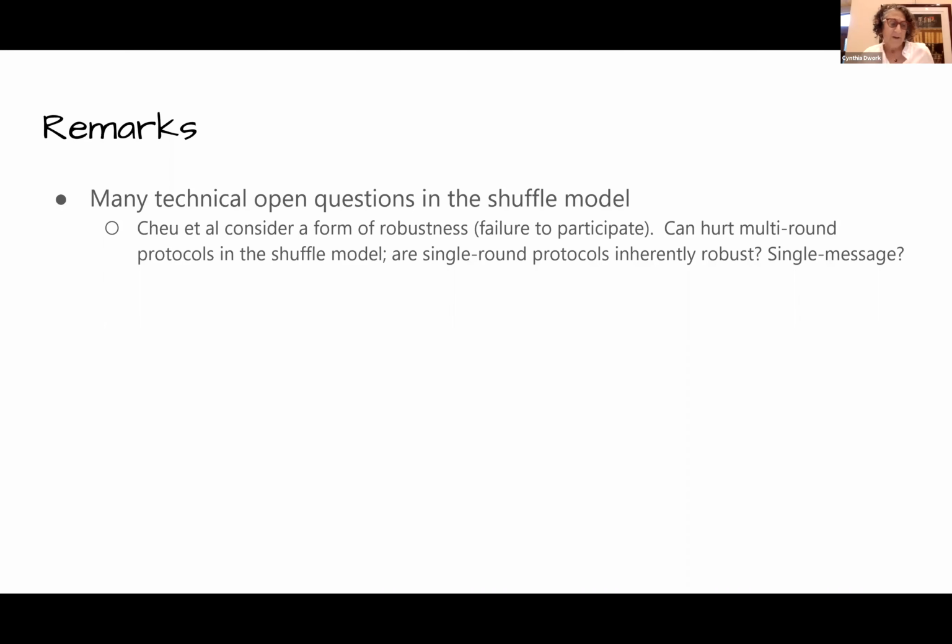So with that in mind, let me just wrap up now. There are many technical open questions in the shuffle model. I didn't mention it, but they consider a failure to participate a form of robustness. And it's known that this can hurt multi-round protocols in the shuffle model, but it's not known whether this refusal to participate can hurt single round protocols or even single message protocols.